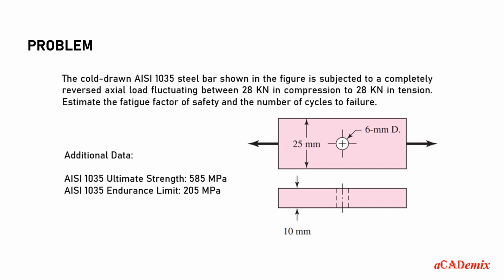This is the plate with the hole problem we solved earlier using fatigue fundamental equations to find the number of cycles to failure. Now we are going to model the same in SolidWorks software and run the fatigue analysis to find out the number of cycles to failure. The plate has a length of 70 mm, a width of 25 mm and a thickness of 10 mm. A hole with a diameter of 6 mm is located at the center of the plate.